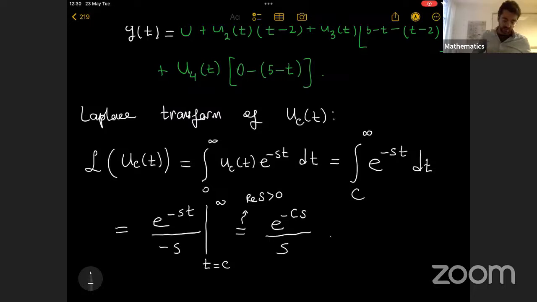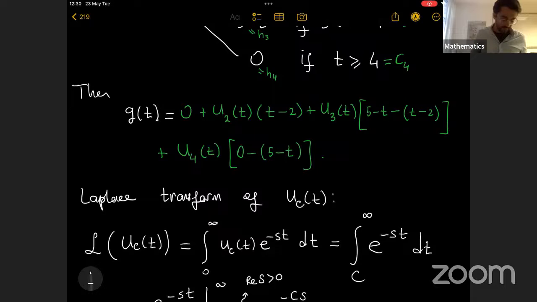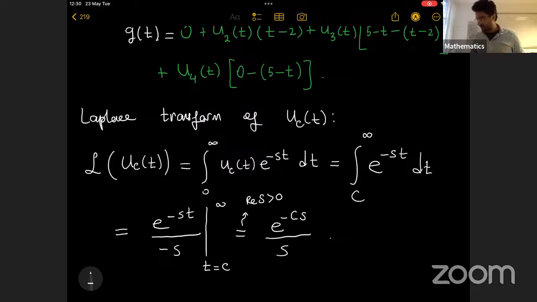And using this, you can find the Laplace transform of g, because multiplying by t is basically differentiating, right? We used these rules in the first lecture to find the Laplace transform of g here. We will do some examples next time. So let's stop here. Any question?